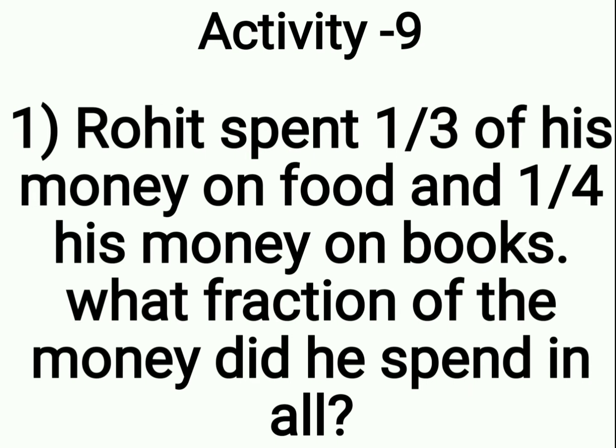Now students, activity 9, that is a word problem. Here the first question is given. Rohit spent 1 upon 3 of his money on food. Means how much money he spent on food? 1 by 3. And how much money he spent on books? That is 1 by 4. So we are talking about the money here. So the statement will start from money only. Money spent on food, then money spent on books. Then you have to find what fraction of the money he spent in all. All means you have to do plus only.